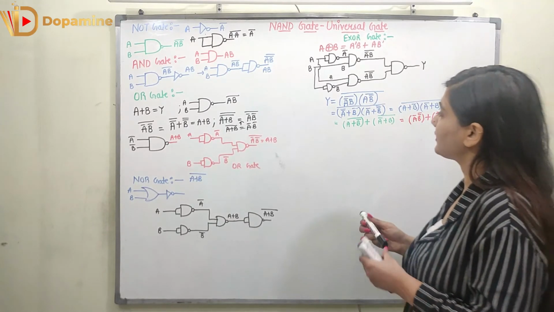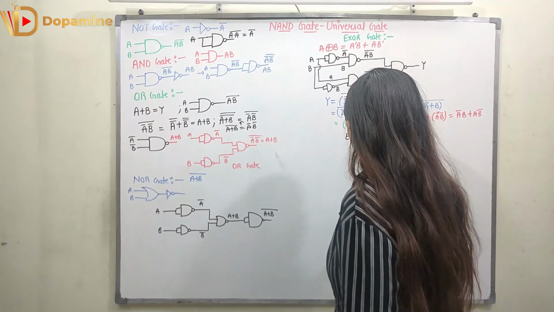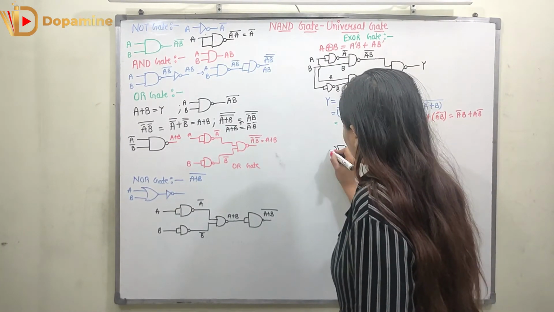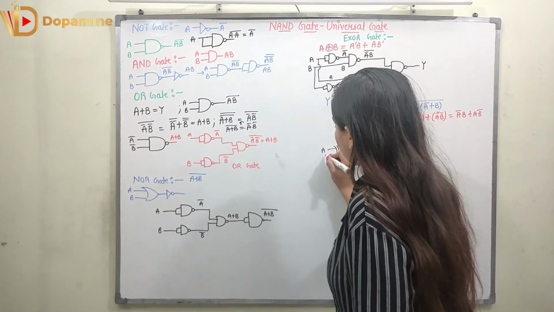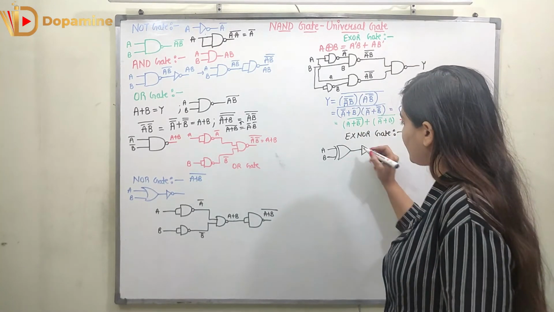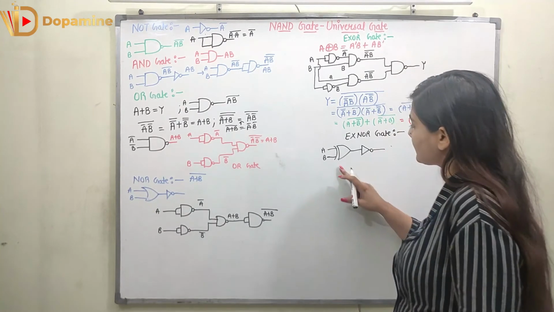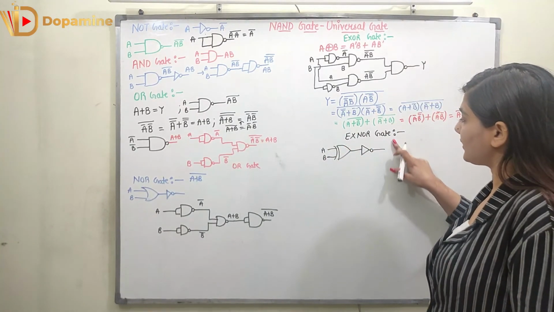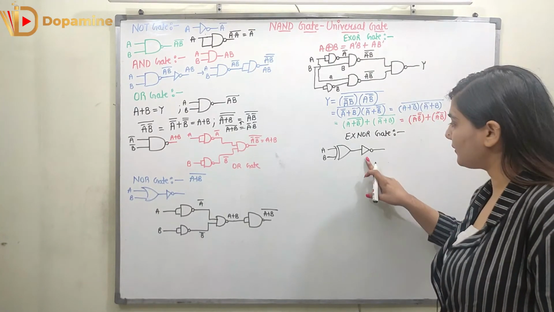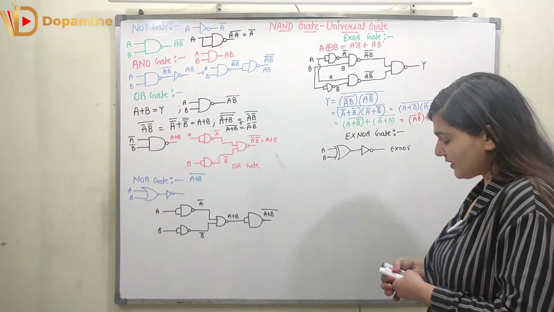Coming to the last gate, which is my XNOR gate. XNOR gate is actually the complement of the XOR gate. So here if I have two inputs and if I take XOR gate and if I supply the output to the inverter, I will get the XNOR gate. So this is the representation of the XNOR gate. Now I know what is the XOR gate, and the output if I supply with the help of an inverter, I will get the XNOR output. So let's make it.